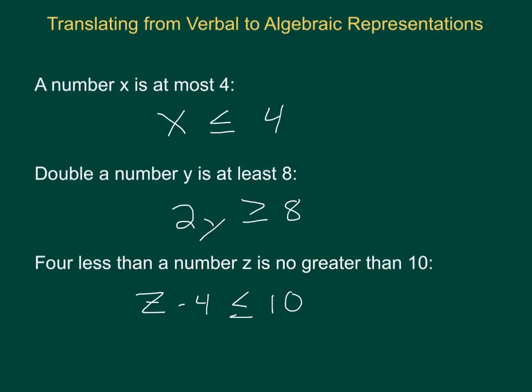Now what we could do is actually solve these two inequalities a little bit further. We're not going to worry about that for now, but it wouldn't be too tricky to get our answers just in terms of x, y, and z. So that's how you translate. You write the inequality based on the written description.